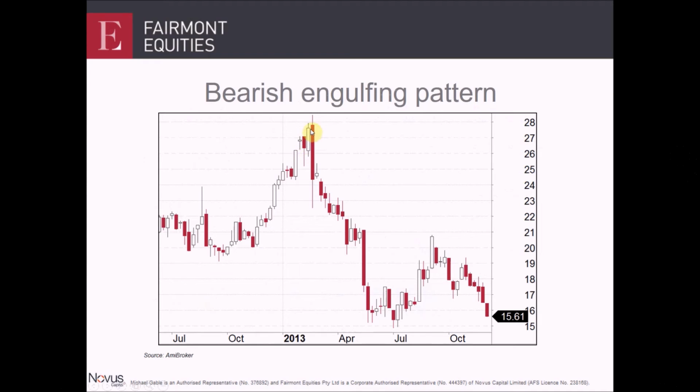And in terms of confirmation, we can see that after this candle was formed, this is a weekly chart, we've had a couple of, I guess, poor weeks of price action. The share price wasn't able to quickly trade back up at these levels, so this is telling us that we've most likely got a top in place, and we can see that the share price just fell away.